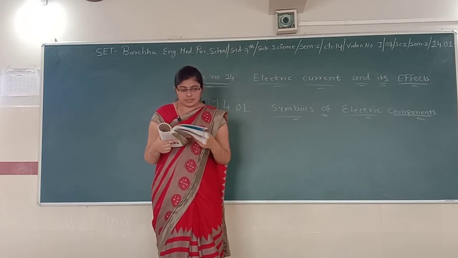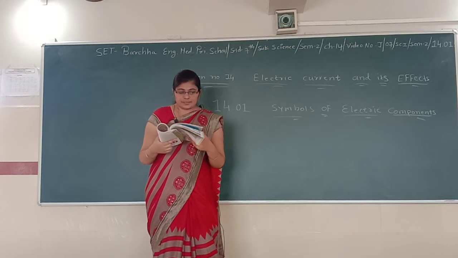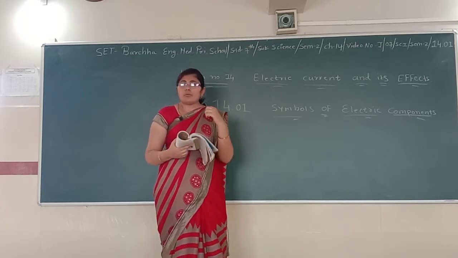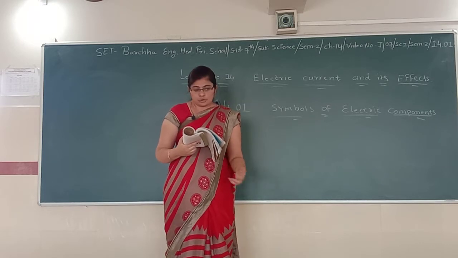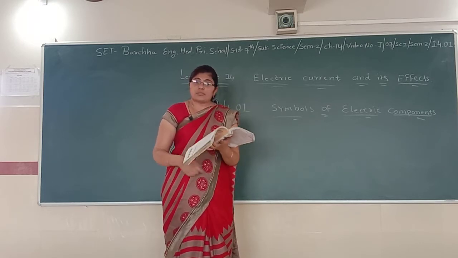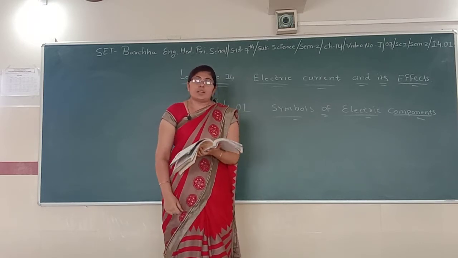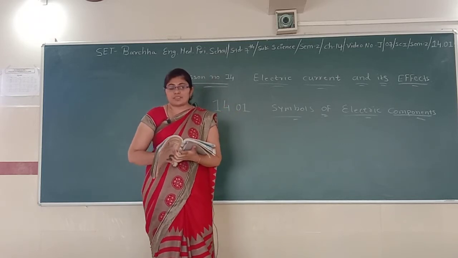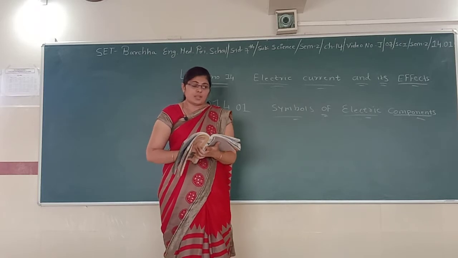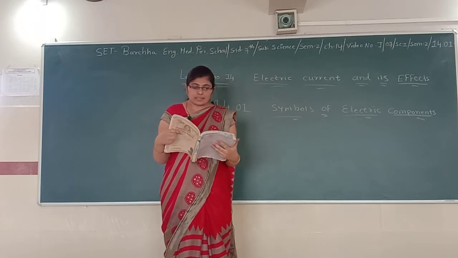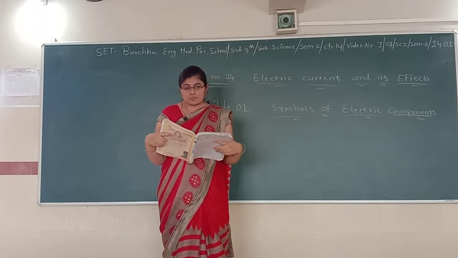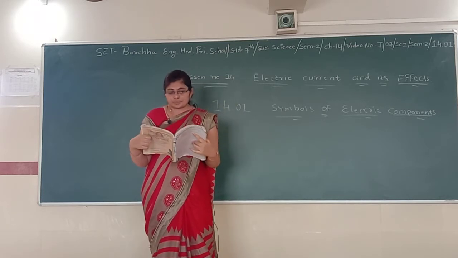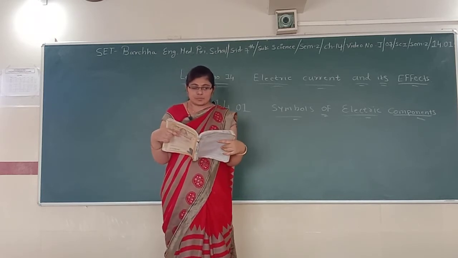It made Bujo wonder if there was an easier way to represent the electric components. So how do we show or represent the various electric components? By symbols. So our 14.1 is about the symbols of electric components. Some common electric components can be represented by symbols. In table 14.1, as you can see here, some electric components and their symbols are shown.